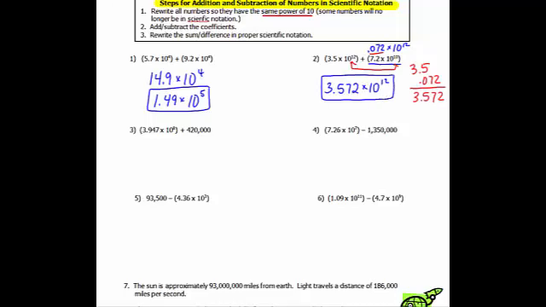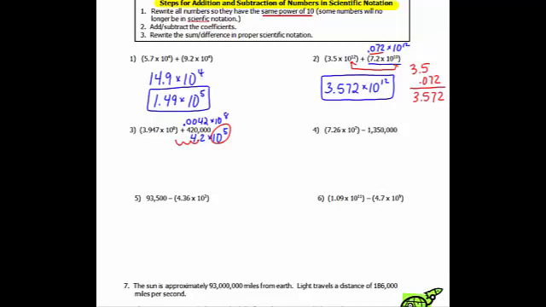Let's try one more, and then I will let you work on your own. So in number 3, the second number is not in scientific notation, so we're going to put it into scientific notation. That's 4.2 times 10 to the 5th. But my exponents don't agree. So I want to make the 5th into a larger exponent by 3, which means I need to move my decimal on the 4.2 three decimal places. This number becomes 0.0042 times 10 to the 8th.